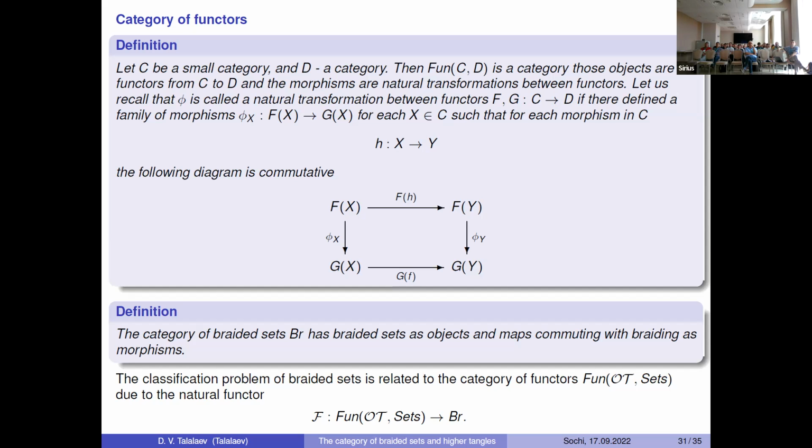The classification problem of braided sets is related to the category of functors due to the natural functor from this category of functors from oriented tangles to sets to the braided sets. So it's a tautology, but it's important due to the fact that it is really natural to consider the category of braided sets.